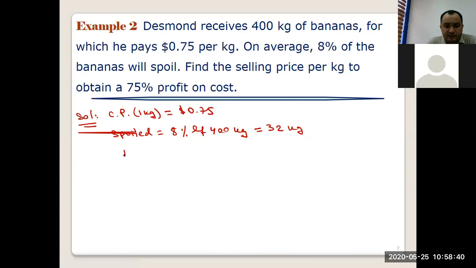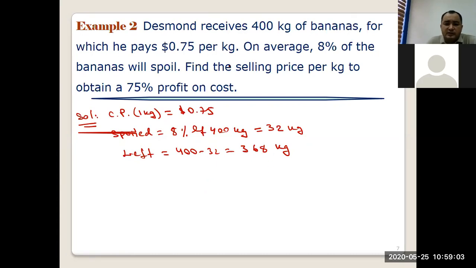And now, left for sale, how much? It is 400 minus 32. Also, I can directly calculate it, just 92% left. I'm just showing you that you can calculate it this way also. That's equal to 368 kg of bananas left for sale, not spoiled.